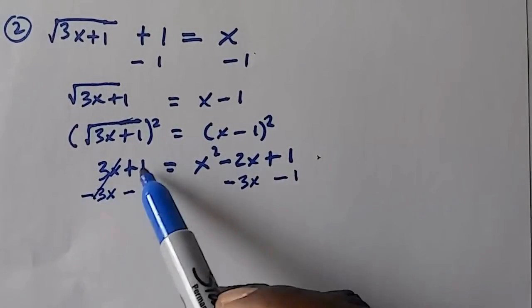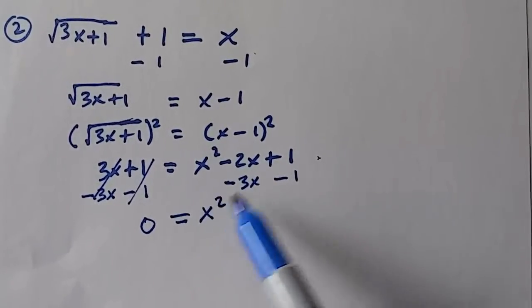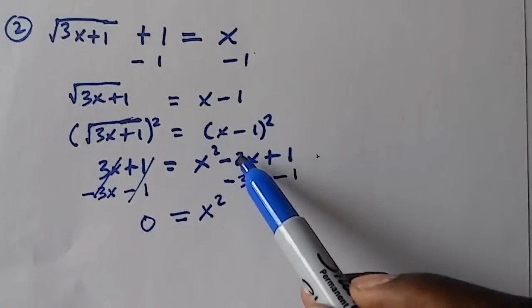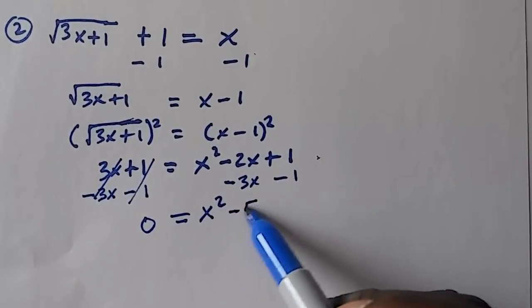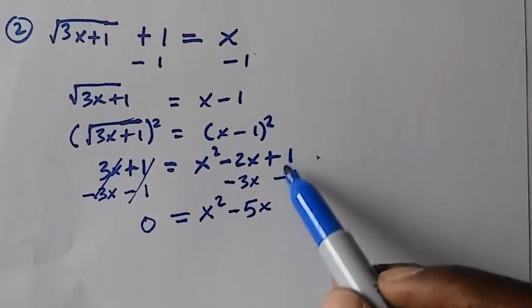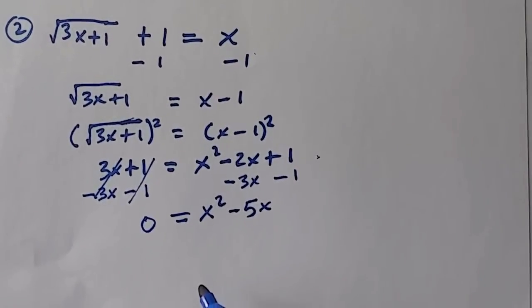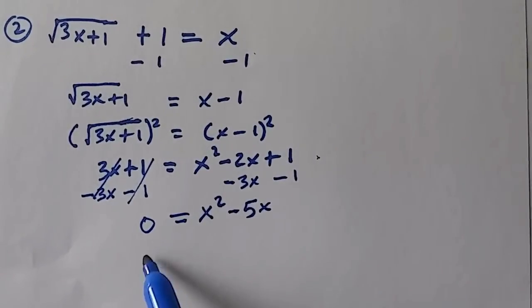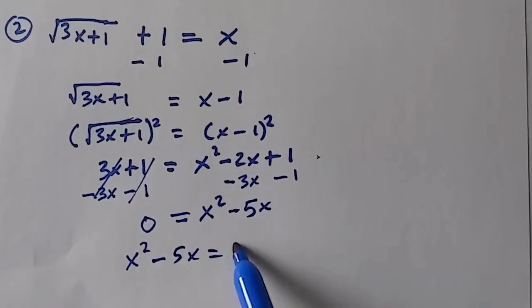So this is going to cancel. It's going to be 0 equals x squared. Nothing is adding to it. The 2x and the 3x will be negative 5x. And then 1 and 1 will cancel, which will be 0. So now we have a simple quadratic equation like that, which we can actually factor. So x squared minus 5x equals 0.